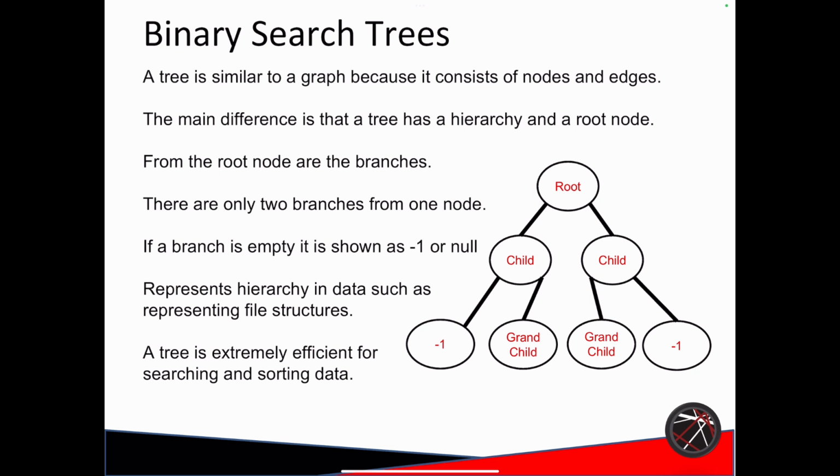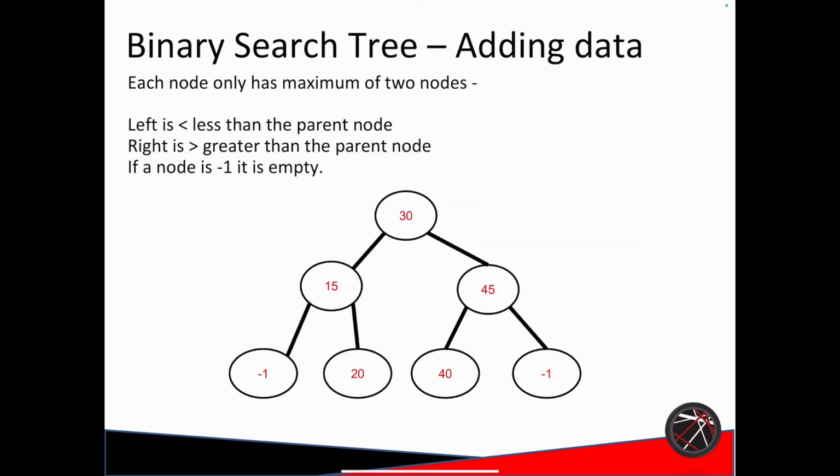What we do always refer to though is the top one as the root node, hence that sort of tree terminology. But if you were to sort of refer to it as a parent child, you wouldn't lose marks. That is acceptable. Again, if we have an empty node, we refer to that as null or -1.